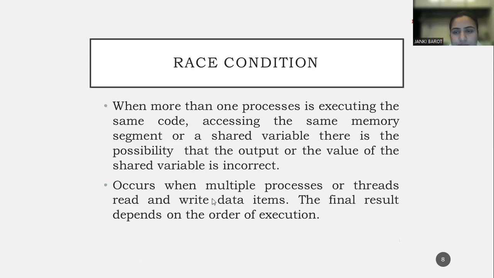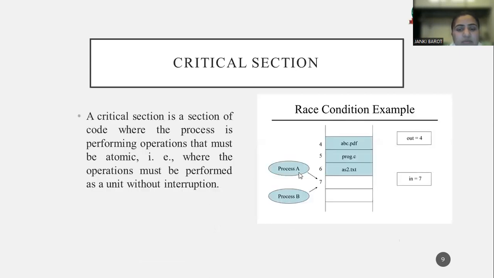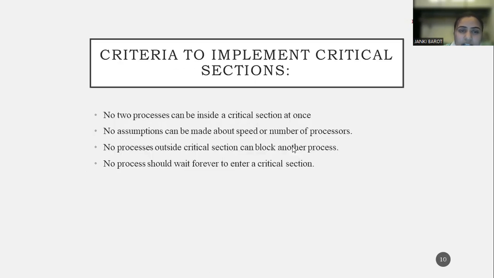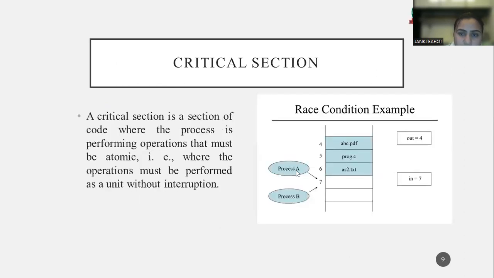Race condition: we have seen that process A and process B are in a race condition. To solve this problem with the critical section, we identified that the processes need to mutually decide which process will go and execute and which process needs to wait. For that, we have created rules, the criteria that no two processes can be in the critical section. Only one process can be executed.